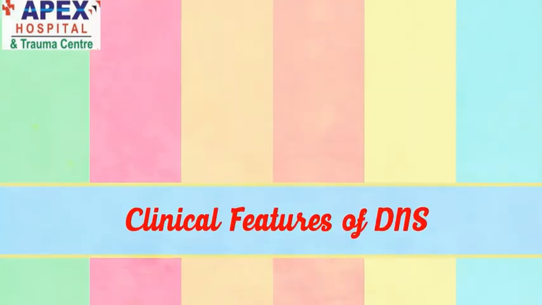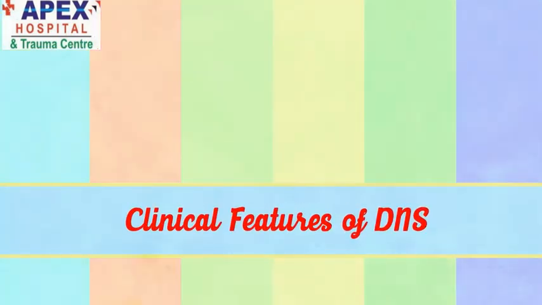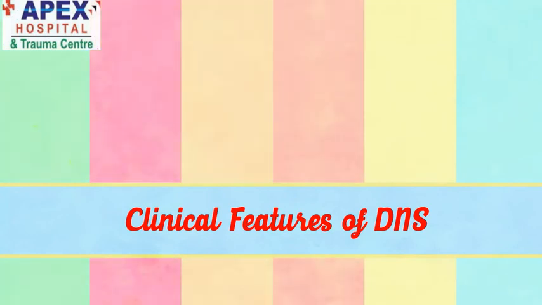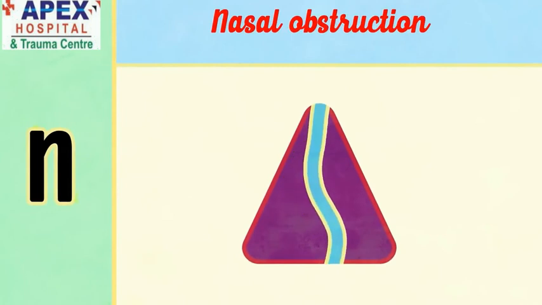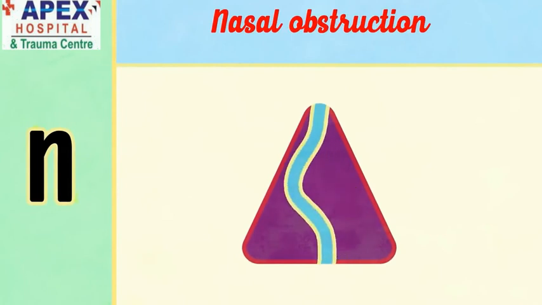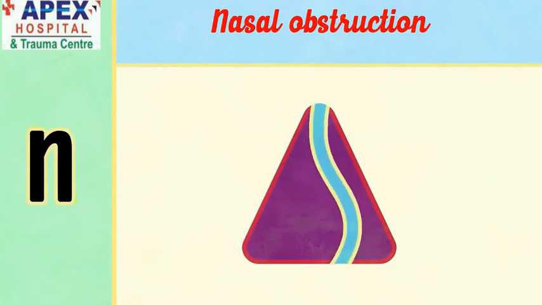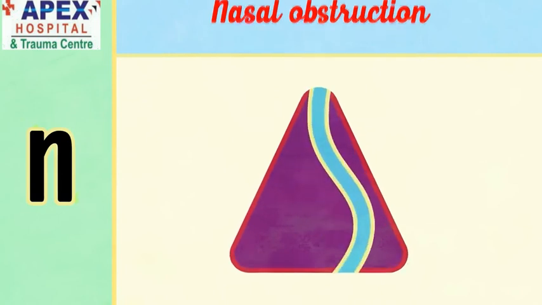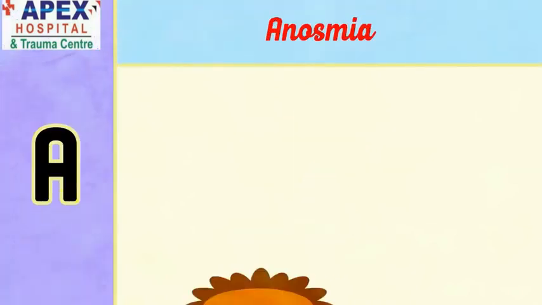Clinical features of DNS. The clinical features of DNS can be simply remembered by using a mnemonic called NASEM. N is for nasal obstruction. Naturally, any deviation in the nasal septum causes less nasal space and results in nasal obstruction on the side of DNS. A is for anosmia.